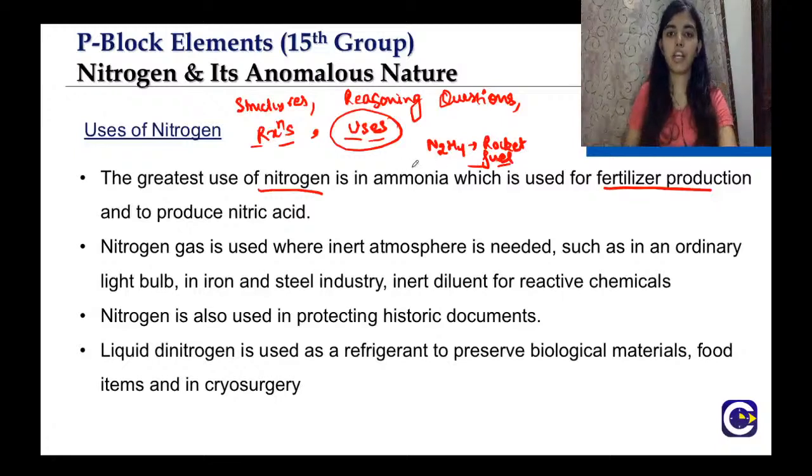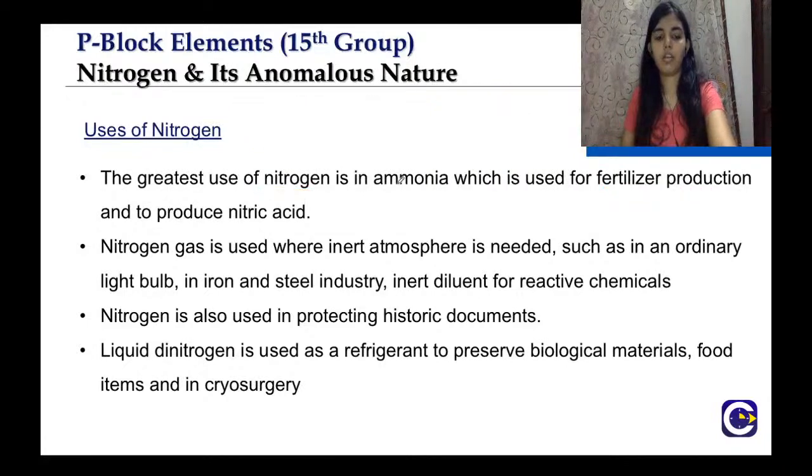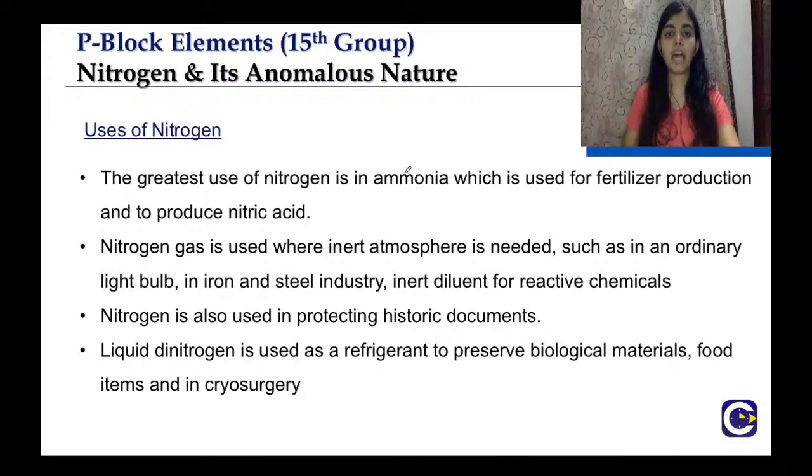So there are particular uses that you have to learn. You don't have to mug up the whole chapter. Don't make the mistake of leaving the whole chapter. If you are not mugging up the equations, don't leave the whole chapter. At least focus on the main points or the frequently asked questions from this chapter. Okay, so let's come back to our session.